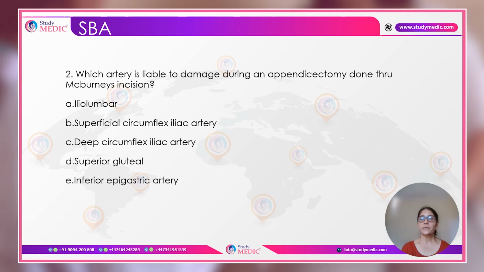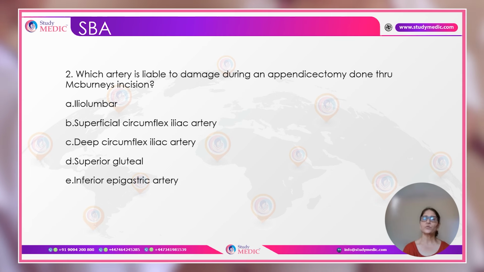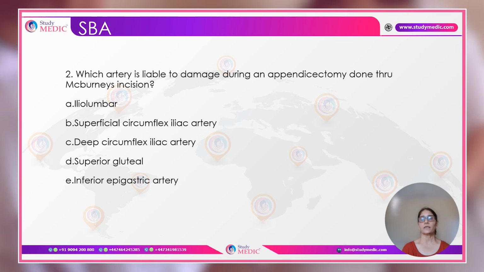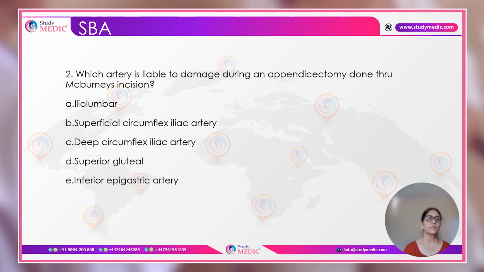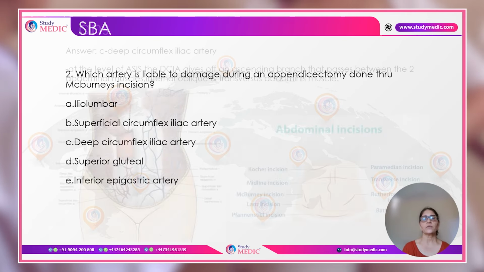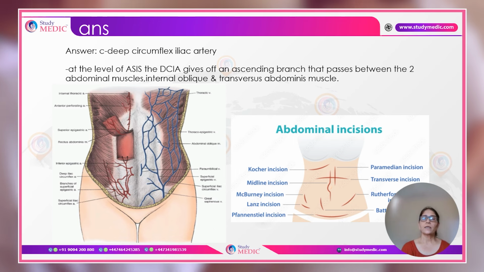Inferior epigastric, yes, it could be, but remember, the inferior epigastric is an artery which is nearer to the midline than the superficial or the deep circumflex iliac artery. So you have two choices here. You have to choose either between the superficial circumflex iliac or the deep circumflex iliac. Let us have a look at McBurney's incision.